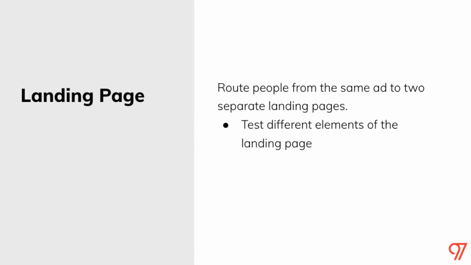Number 2, optimize performance. Through testing, we can identify the highest performing ad elements such as headlines, visuals, or calls to action, CTAs. By optimizing these elements, we can improve click-through rates, conversions, and ultimately the return on investment or ROI. Number 3, minimize risks and wasted resources.